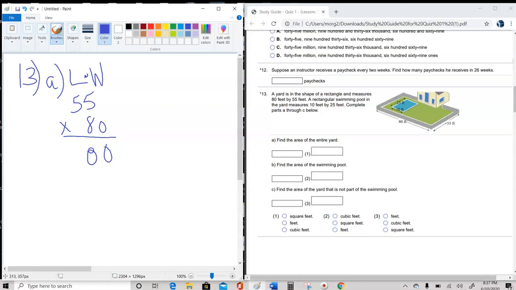And when we multiply this together, you get 4,400. Anytime you're dealing with area, you have to put square with your units. So square feet is the correct unit.